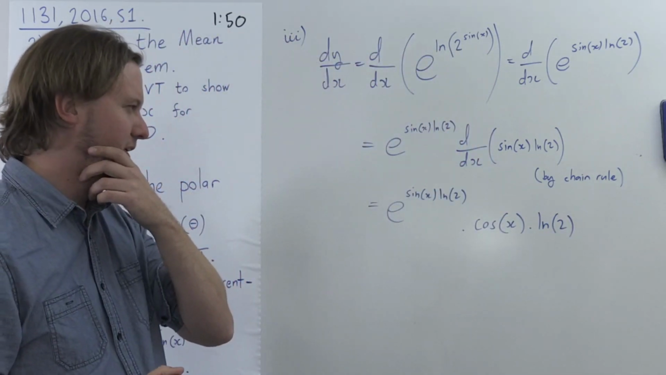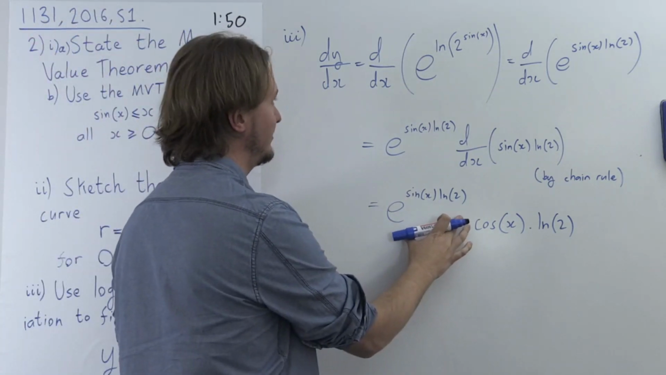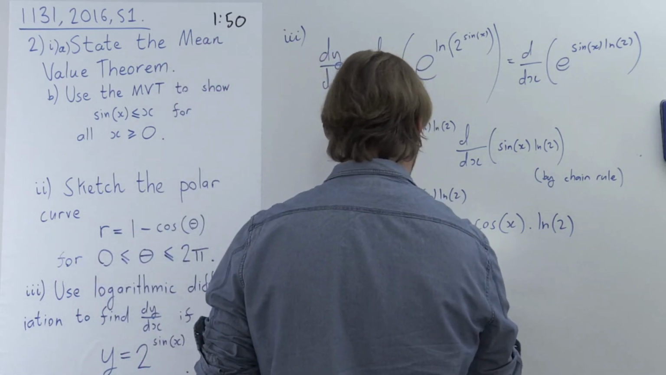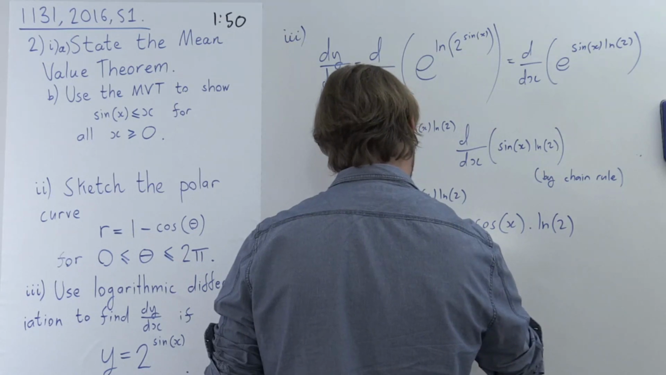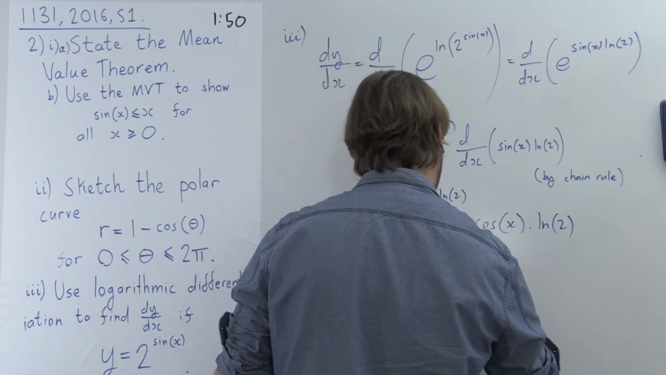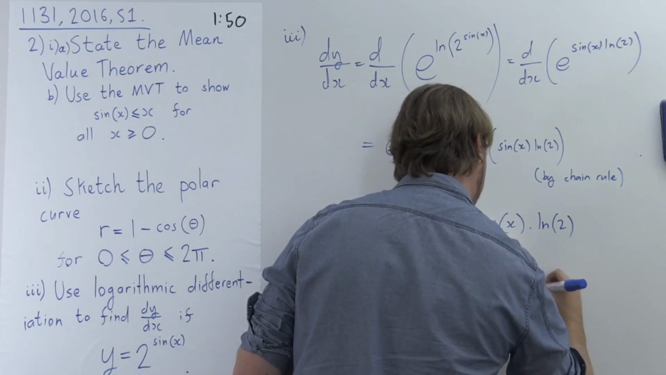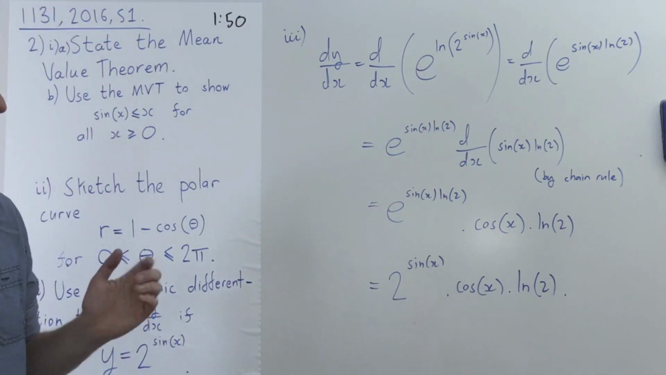Now that is correct, but I feel like I could repackage this one up just to make it a little bit nicer. I know what this was. This is what I started with. It was the 2 to the sine x. So I might just write this as 2 to the sine x times the cosine of x times the natural log of 2. And that's my answer.